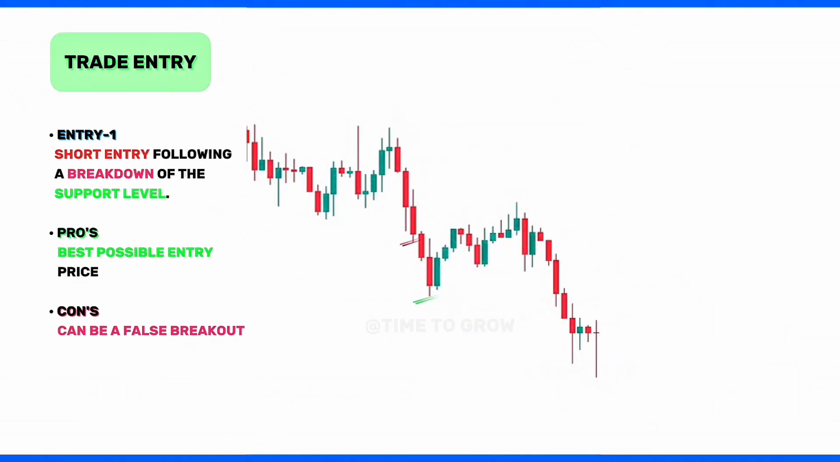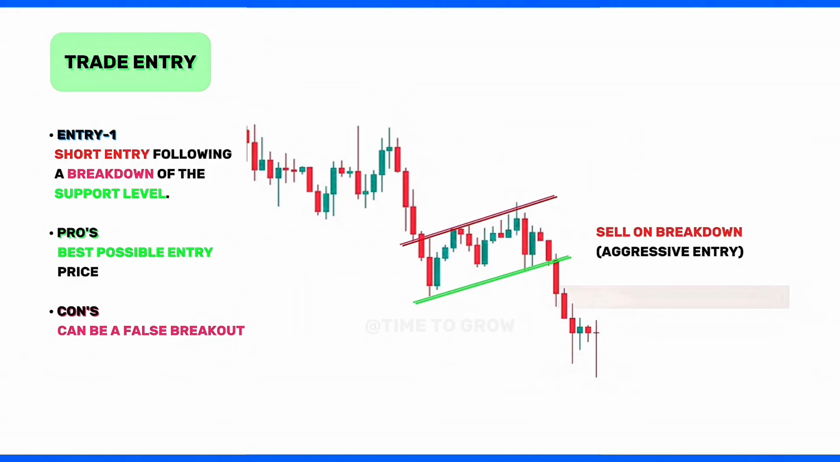The entry criteria for a bear flag are quite similar to other continuation setups. The only difference is that here, we are only looking for short opportunities. Since this is a bearish continuation pattern, once the price breaks below the support trend line, you can enter a sell position. However, there's always a risk of fakeouts. That's why it's safer to wait until the breakdown candle closes and then look to enter below its low.